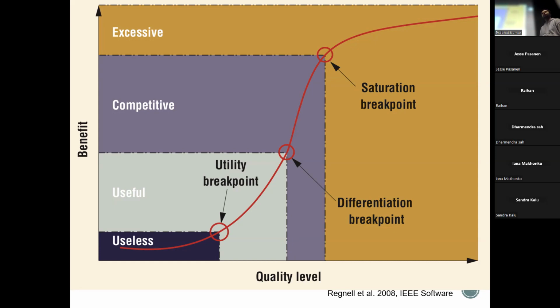Yes, because it has a low quality level and it gives you low benefit, right? And if you see that utility breakpoint, the point where the arrow is, it tells you that from this level, if you increase the quality level, then you will get more benefits. And the second box talks about useful, how it is useful for the customer.